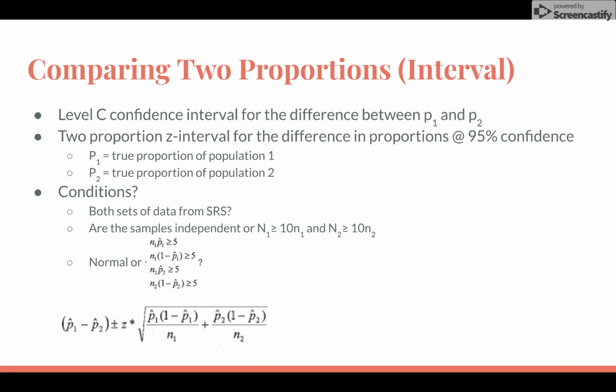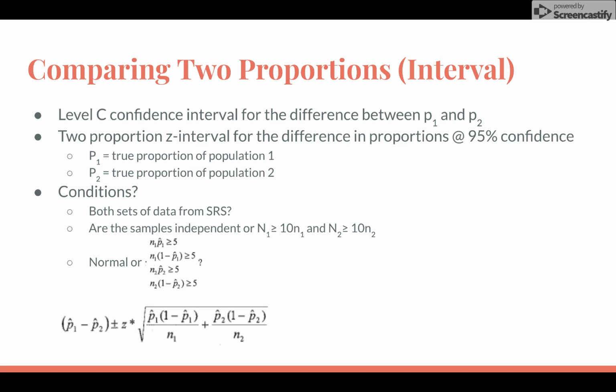For comparing two proportions for an interval, you would state the confidence interval that was given in the problem. So, for example, it would be a two proportion z interval for the difference in proportions at a 95% confidence interval, say. And then you would have to state p1, p2, so those would just be the true proportions of the populations, either one or two.